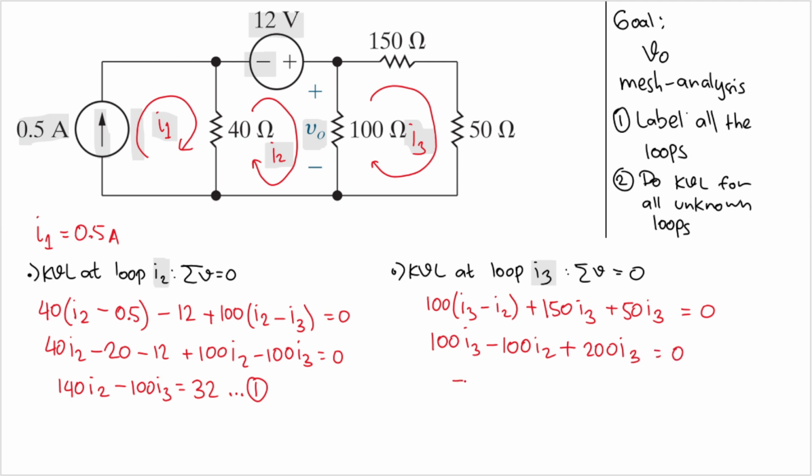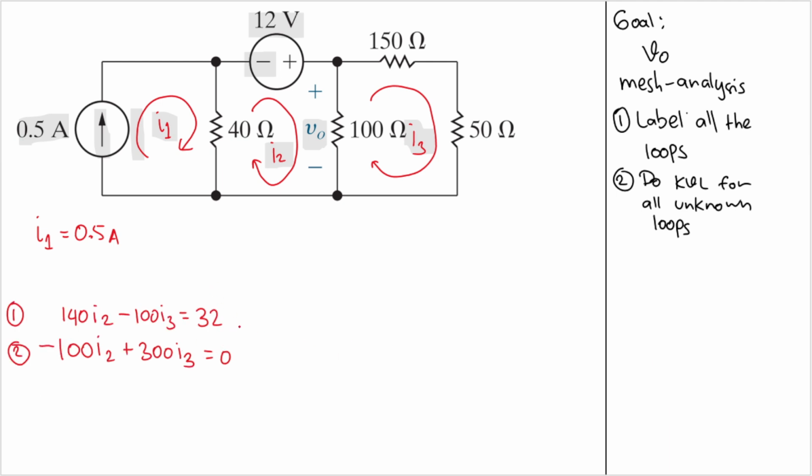And then we will have minus 100 I2 plus 300 I3. Okay, and that will equal to 0. And let's have this as equation number 2. Good. Now we have two equations with two variables, right? We should be able to solve them. Okay, maybe let's clean up our slide and solve the equations.